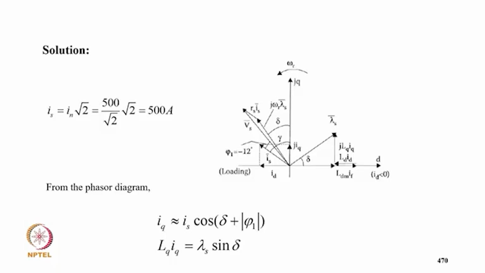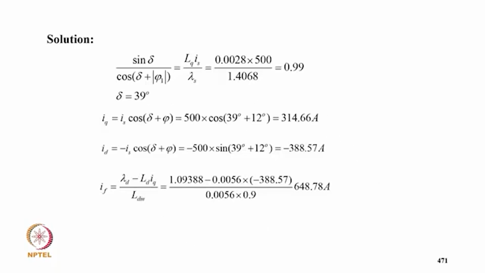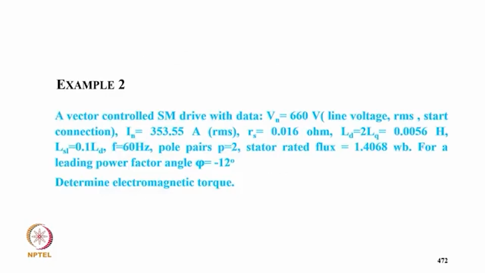So Is equal to In times root 2, that is 500 A, at 2,500 RPM, and Iq is approximately equal to Is cos(delta plus phi 1), and Lq Iq equal to lambda s sin delta. So putting in the values, we get delta equal to 39 degree, and Iq, putting in Is cos(delta plus phi), comes to 314.66. Id comes from the formula minus Is sin(delta plus phi), that comes to minus 388.57. If equal to (lambda d minus Ld Id) upon Ld, that comes to 648.78 ampere.